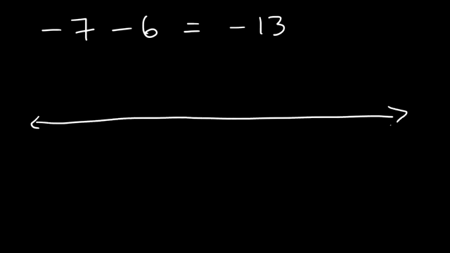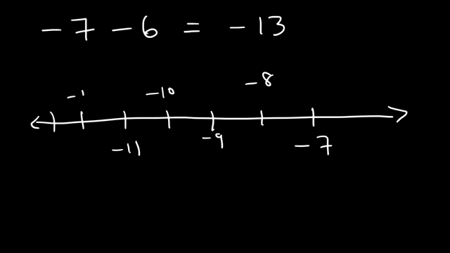Try this one. What is negative 7 minus 6? 7 plus 6 is 13. So this is going to be negative 13. So let's start with negative 7. We're going to travel 6 units to the left. And as you can see, it's going to give us the same result.